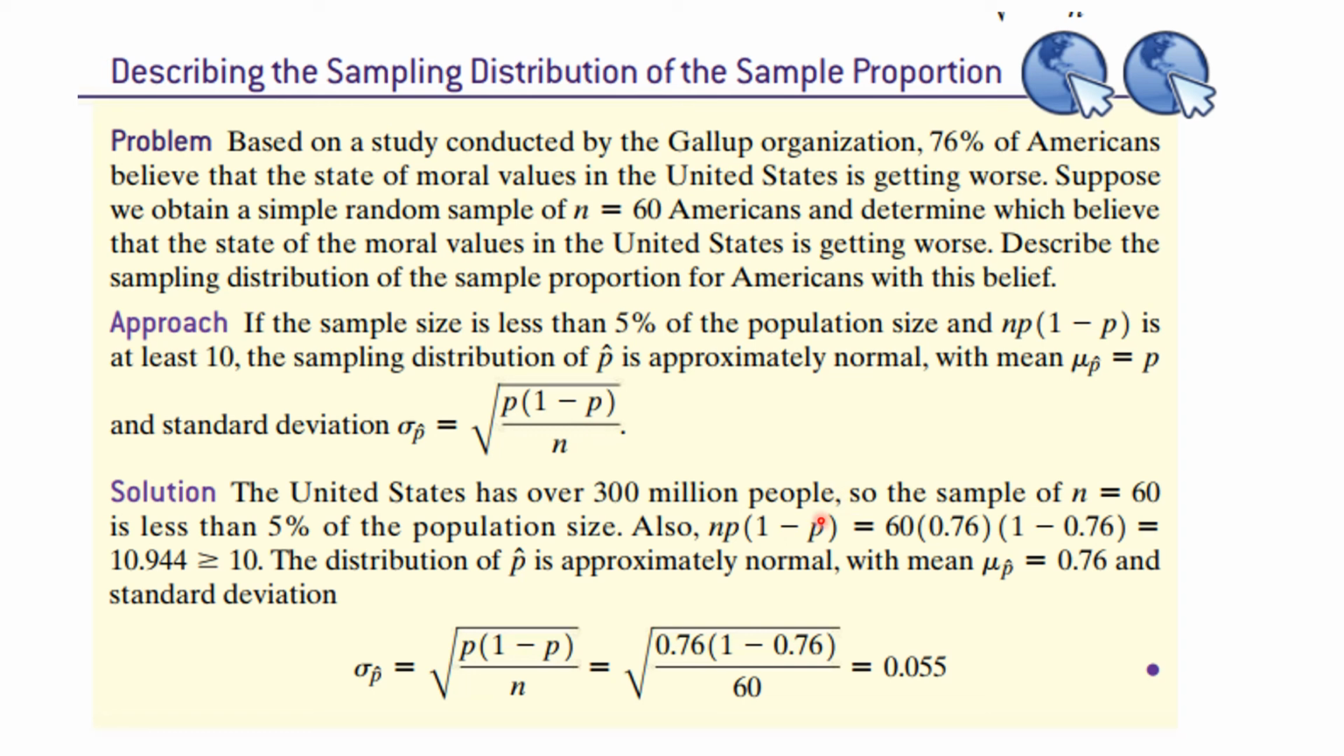Since the United States has over 300 million people, the sample size of 60 is less than 5%. And also, if we do this calculation here, we will get a number that's bigger than or equal to 10. So that means we can declare this as approximately normal. This is the mean, and the standard deviation can be calculated this way, and we will get 0.055.